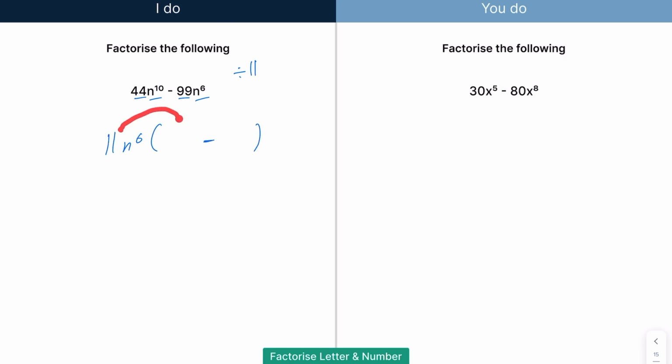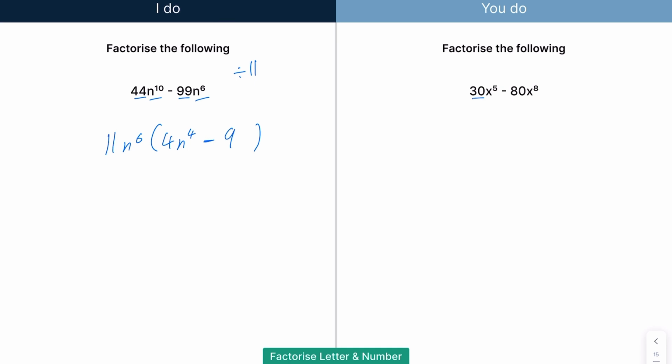What do I multiply by 11 and n to the power of 6 to get 44 and 10? So if you focus on the numbers, I will need a 4 because 4 times 11 gives me the 44. So that's done. And what do I multiply by n to the power of 6 to get n to the power of 10? Well, when you're multiplying indices, you just add them together. So 6 will need 4 to make 10. And on the other side, it's the same thing. So that gives you 11, which gives you 99 and 6.